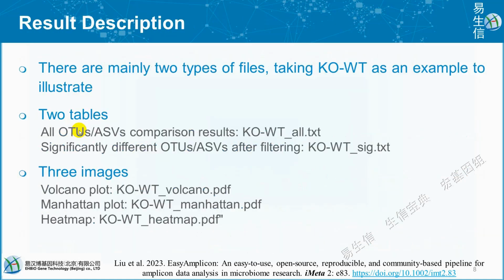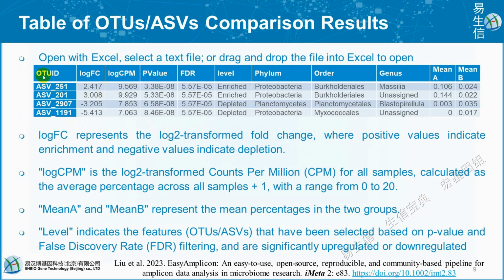When we get this text comparison result, it looks like this. We will have here the OTU ID, and then we will get the columns of log fold change, log CPM, p-value, FDR, level, phylum, order, genus, mean A and mean B.